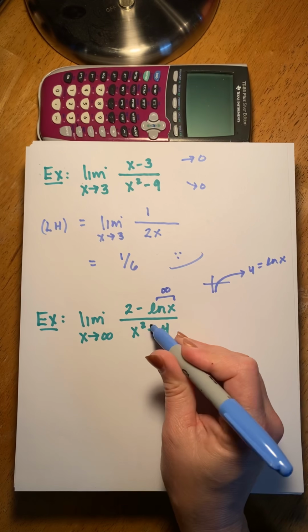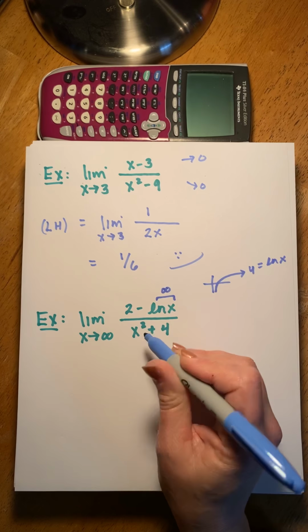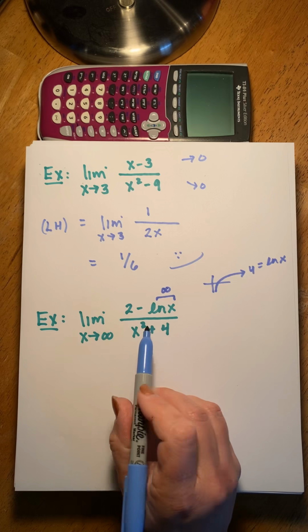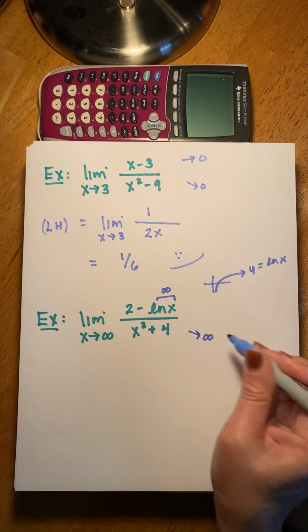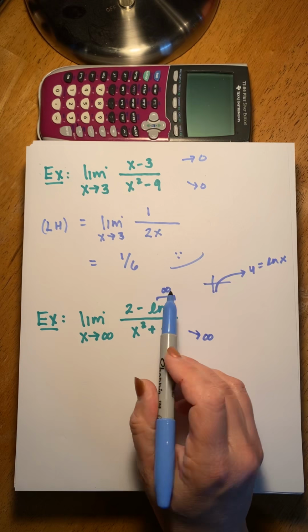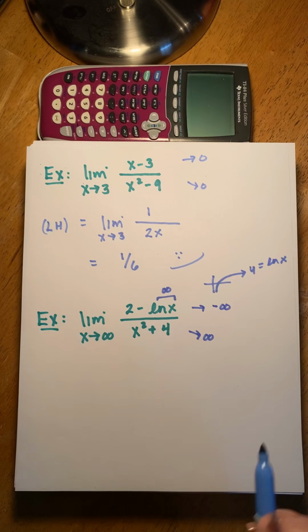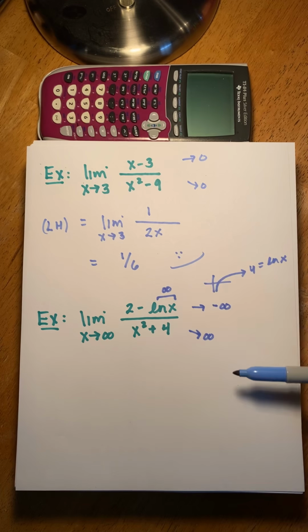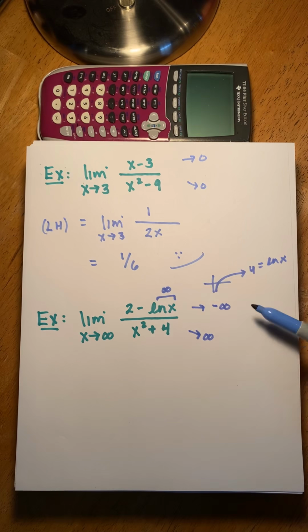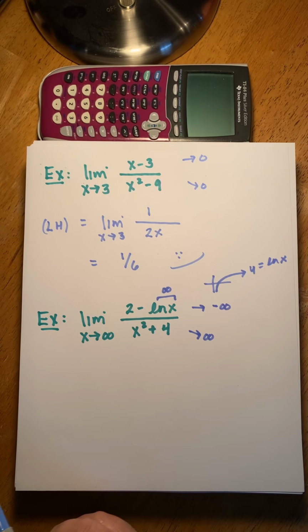And then with x squared plus 4, you get bigger and bigger numbers and you square them. The denominator is definitely going to infinity. But here we have 2 minus bigger and bigger numbers, so that's going to negative infinity. So infinity over infinity, either one can be positive or negative. They both can be positive, they both can be negative, or one of each, it is still an indeterminate form.